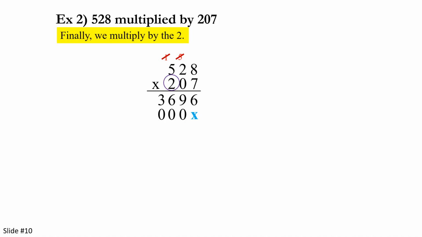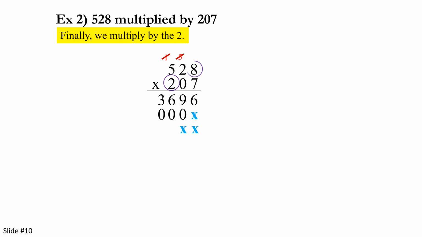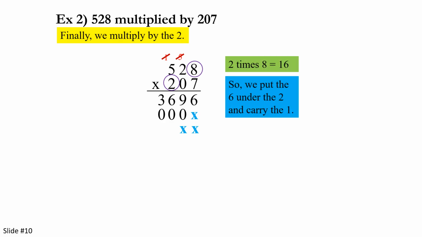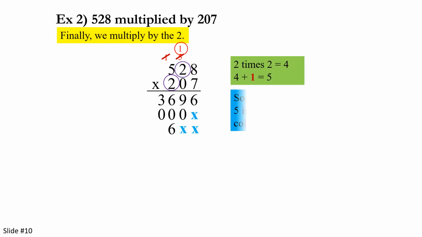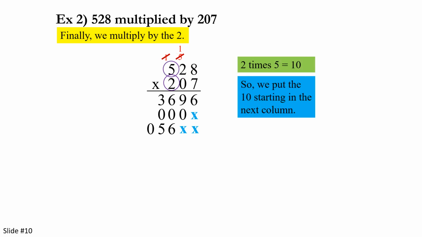Okay, now we move over to the 2. Again, now the 2 is in the hundreds position, so I'm going to put placeholders in the ones and tens columns. 2 times 8 is 16. Write the 6, carry the 1. 2 times 2 is 4, plus the 1 is 5. So I put down the 5. And then 2 times 5 is 10. So I write down the 10.